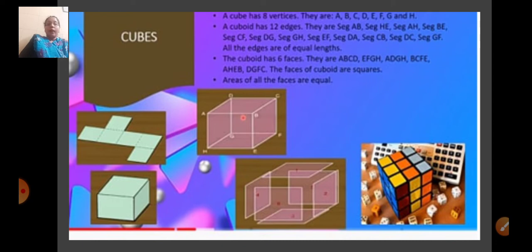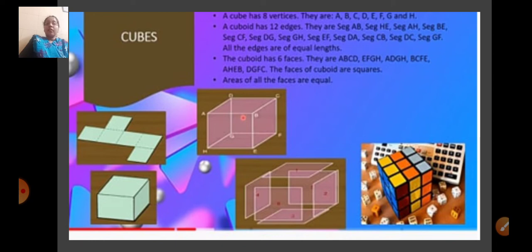Now we learned 12 edges. We have learned 8 vertices of cubes. And what did I say just now? All the edges are of equal length. Right, children? It is like a square. The faces of a cube are like squares. The example here on my screen is a dice. So they have the same. The cube has 6 faces.